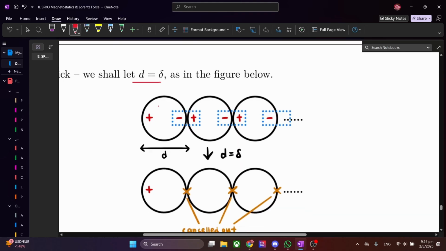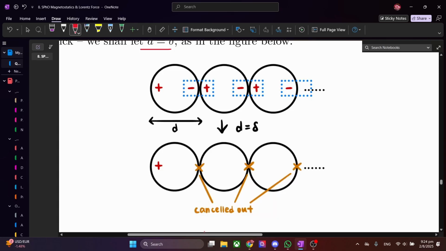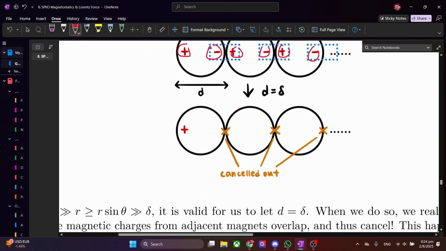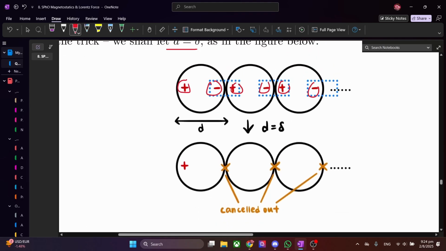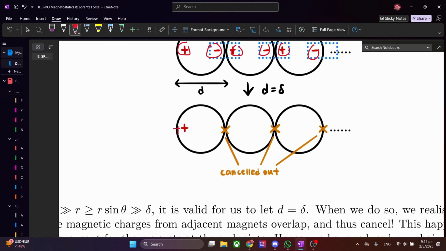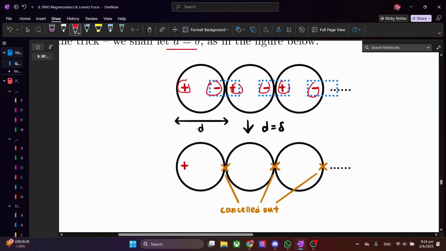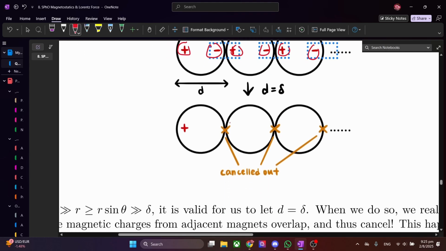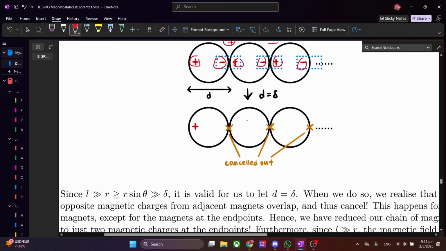The thing is that if we set this, these are the magnetic charges in each magnet. If we set the d to be delta, exactly the diameter of the magnet, this plus goes to, more specifically it's close to the end, but it's basically at the end. And these two will actually overlap with each other, because you can imagine this is a plus minus here, but there's also a plus minus here. And these two magnetic charges are at the same position. So they basically cancel each other out.